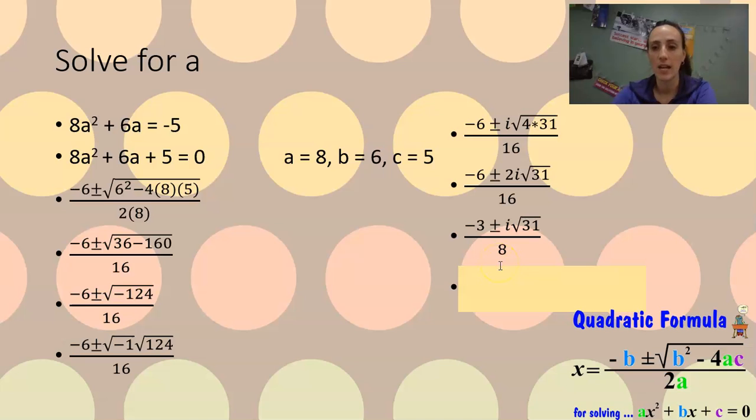My final answer has to be written in a solution set, so that's going to leave me with negative 3 plus i square root 31 divided by 8, and negative 3 minus i square root 31 divided by 8.